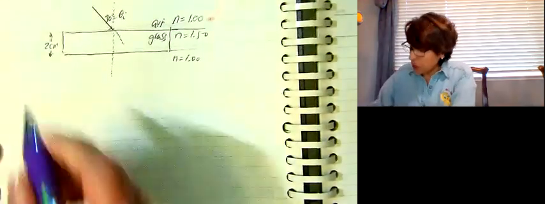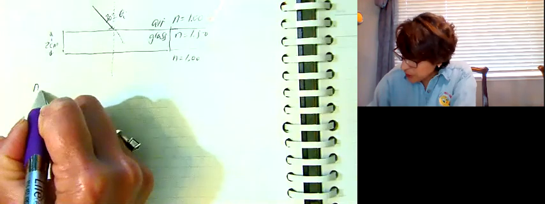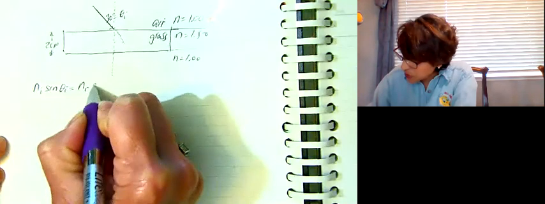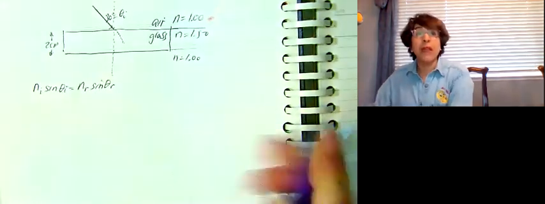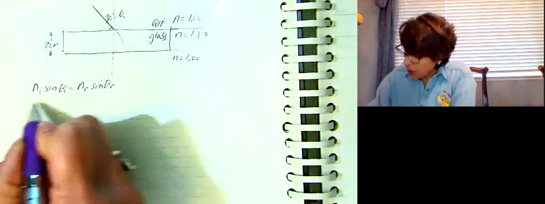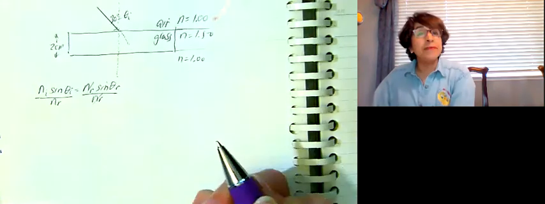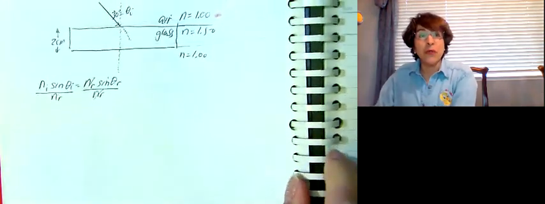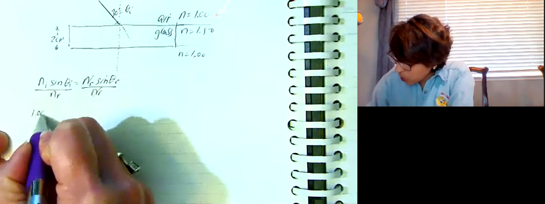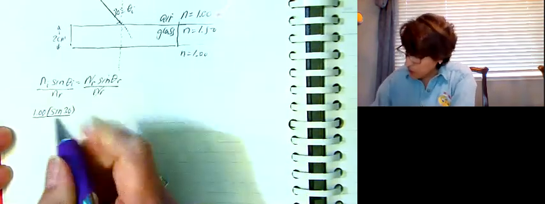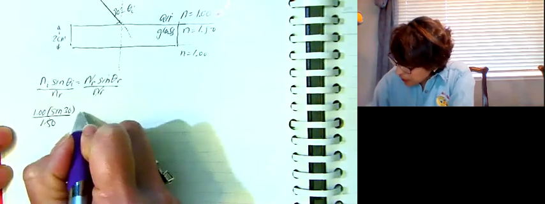So just like we did before, I'm going to put here n of the first one, n sub i times sine of theta incident, is equal to n sub r times sine of theta refraction. I want to know what the angle of refraction is, so I'm going to divide both sides by n sub r, and I get sine of theta refracted. So we plug that in: I get 1.00 times the sine of 30 divided by n of the second one, the refracted, that's 1.50. And that's going to be the sine of theta refracted.